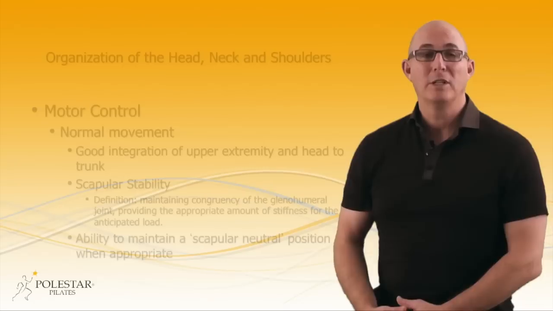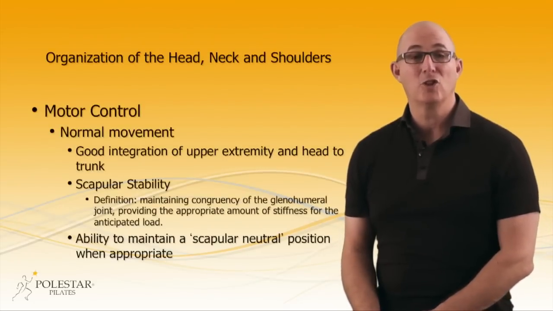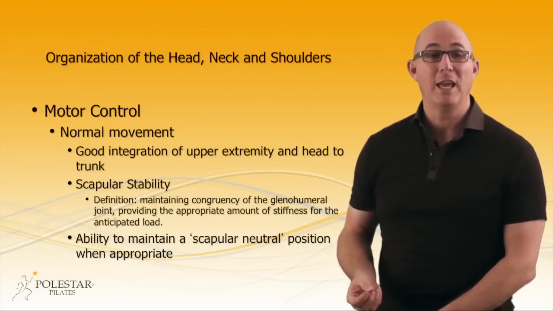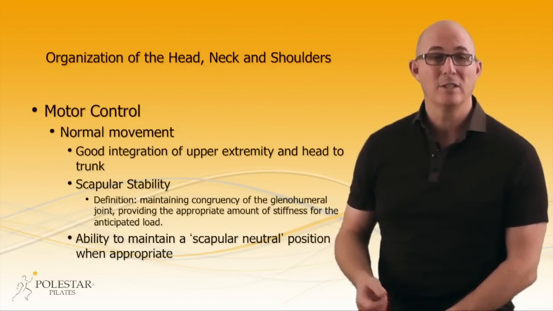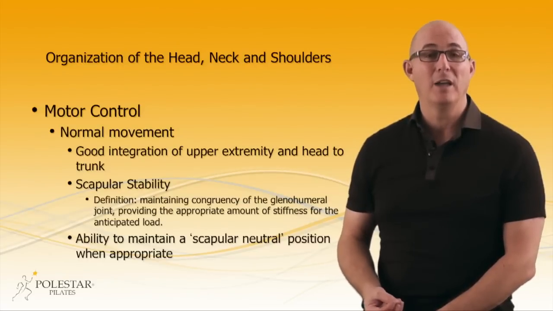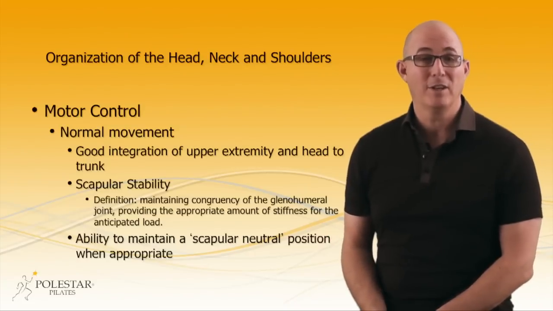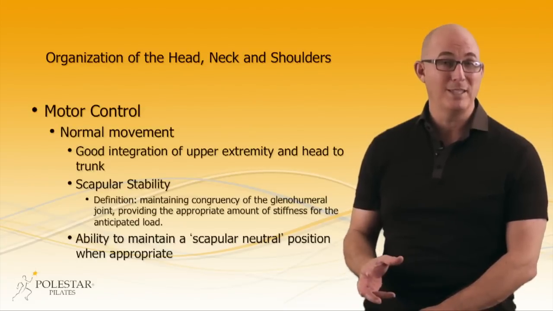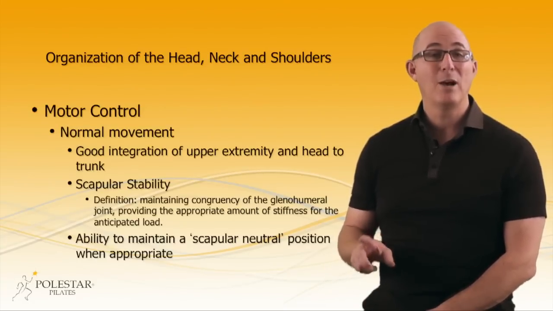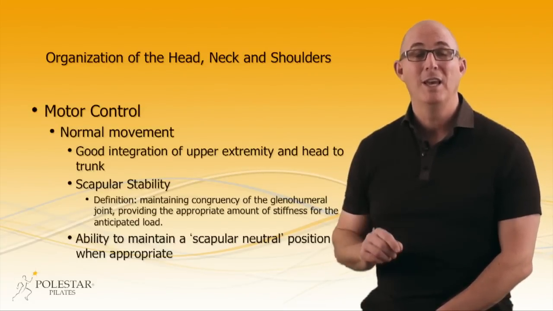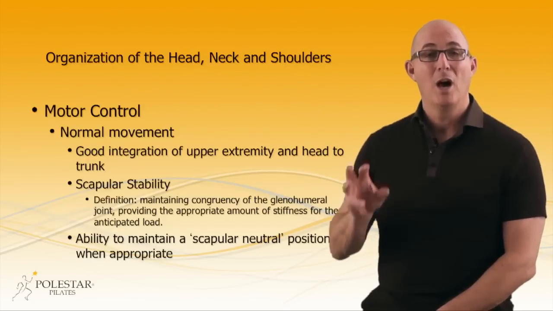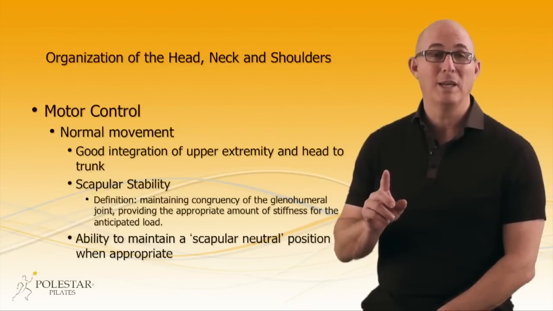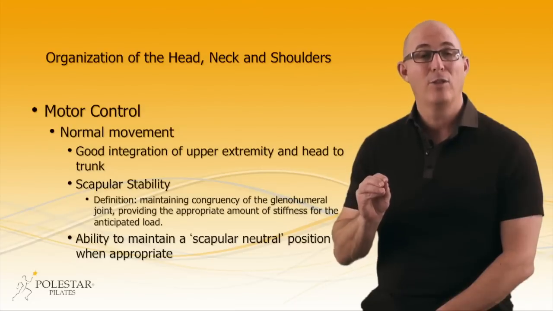So when we're looking deeper into motor control of the organization of head, neck, and shoulder, we want to know what normal movement looks like. Good integration of the upper extremity and head in all of our movement activities. Scapular stability can be defined by maintaining the congruency of the glenohumeral joint while providing the appropriate amount of stiffness for the anticipated load. Now that probably sounds a little familiar to you by now, because that was the same definition we gave you for stability in axial elongation and core control. Appropriate amount of stiffness for the anticipated load. The only difference is that now we're maintaining congruency with that humeral head through a range of motion.